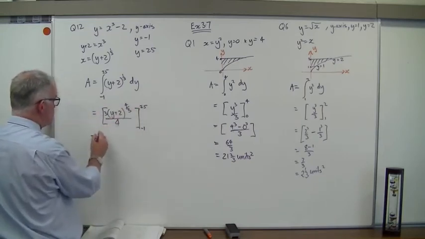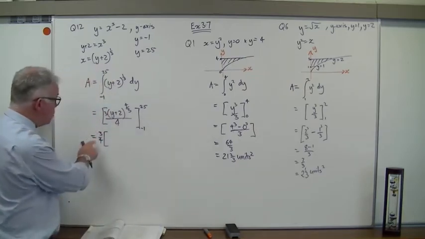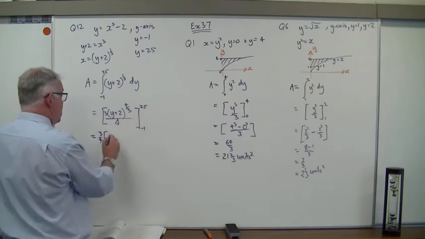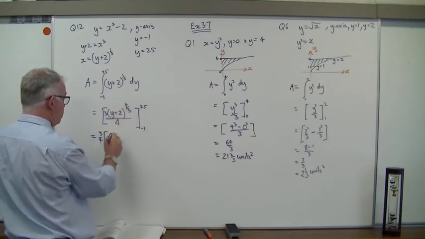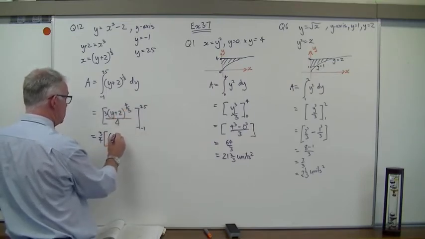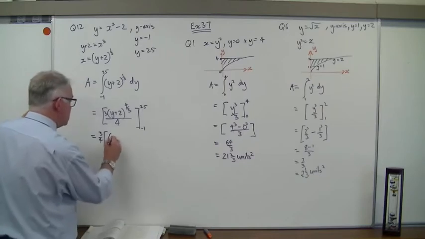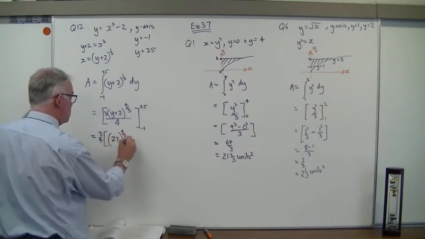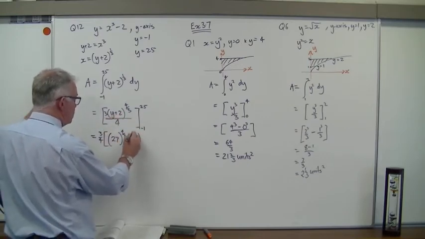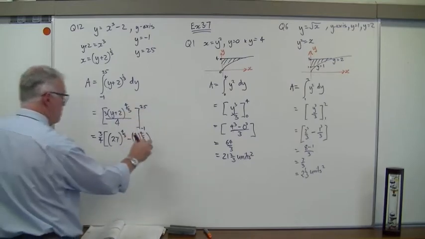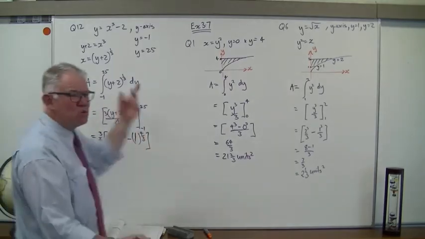Now that 3/4 is a constant, so for ease's sake, I'm going to take the constant, multiply it out. So 3/4 is out the front there. And then we'll have 25 plus 2 to the power of 4/3. So 25 plus 2 is 27. That'll be 27 to the power of 4/3 minus, now that's going to be minus 1 plus 2, so that'll be 1 to the power of 4/3, and 1 to any power is going to be just 1. So that's just 1.